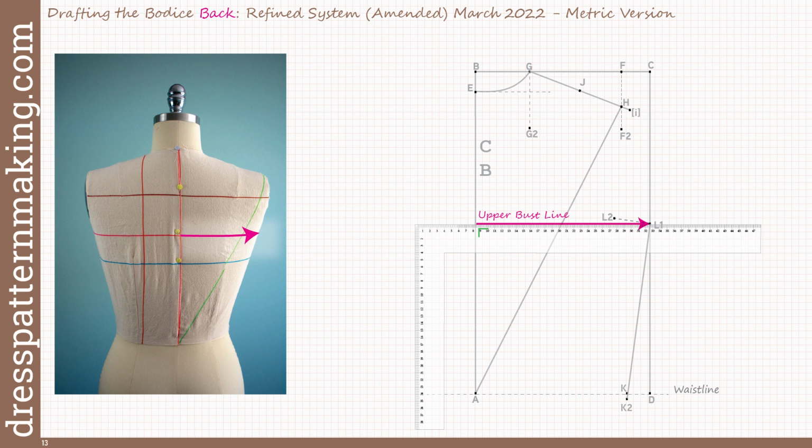Now in drawing that side seam line up from the waist to touch the C to D line, we have now defined the underarm point. Point L1 is the underarm point. This means we can now draw in the upper bust line. So draw a line at right angles to the centre back line to touch point L1. You can write upper bust on that line if you wish.